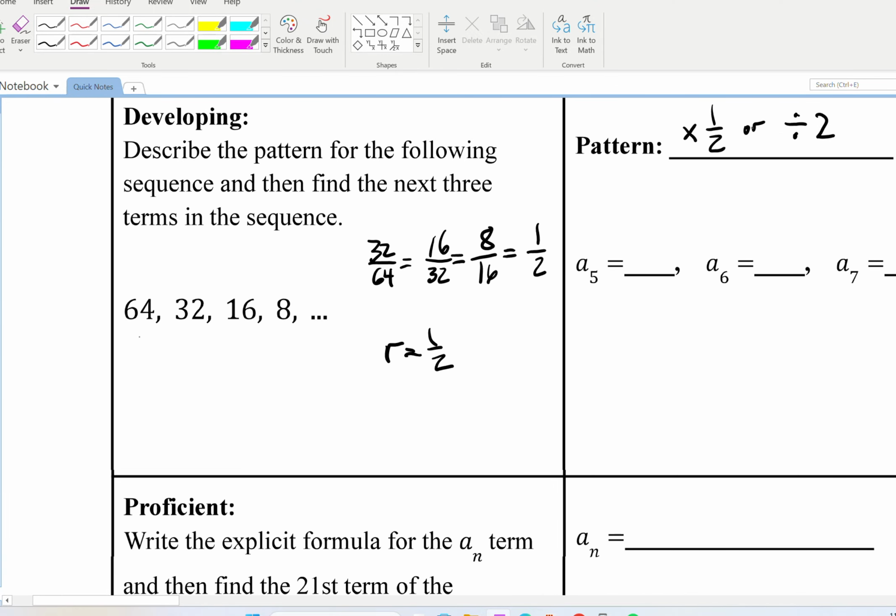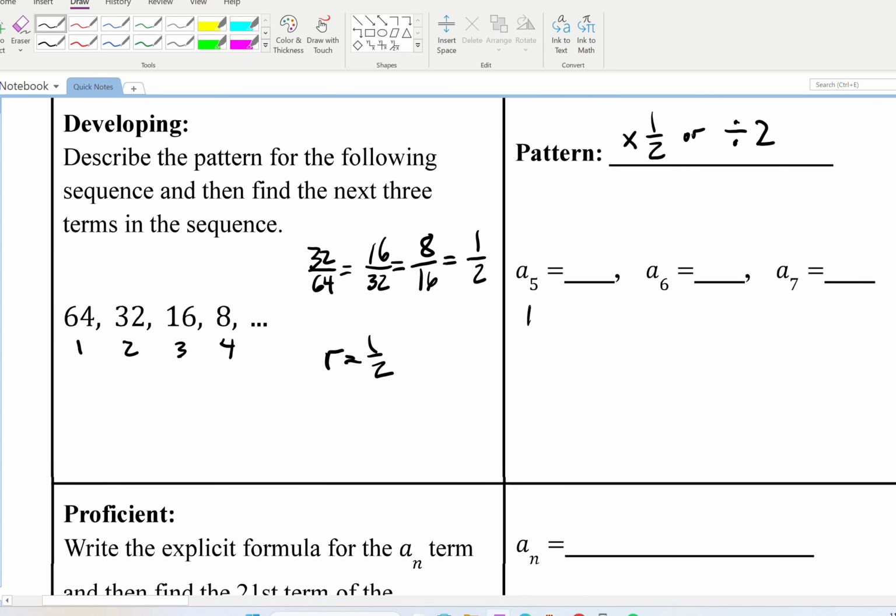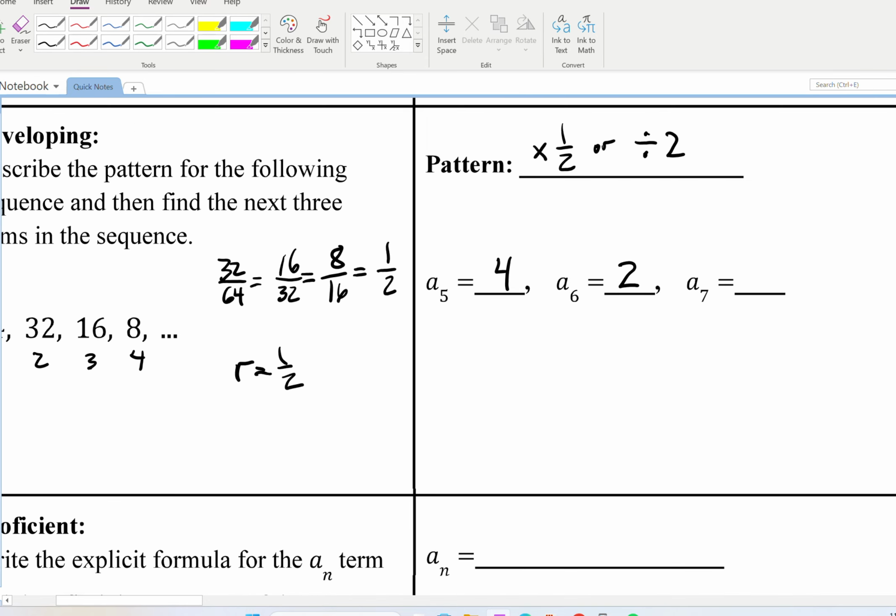So these are the first 4 terms. After 8, the 5th term would be 8 divided by 2, and that's 4, and then half of 4 is 2, and half of 2 is 1.